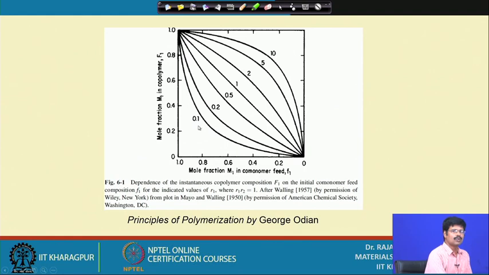Correspondingly, if you see this particular graph, with the monomer 1 r1 value of 0.1, even if 60 mole percent, or 0.6 mole fraction, of the co-monomer feed is monomer M1, and the remaining 40 mole percent is monomer M2, still less than 20 mole percent will go into the copolymer composition. That is the situation that we were talking about.